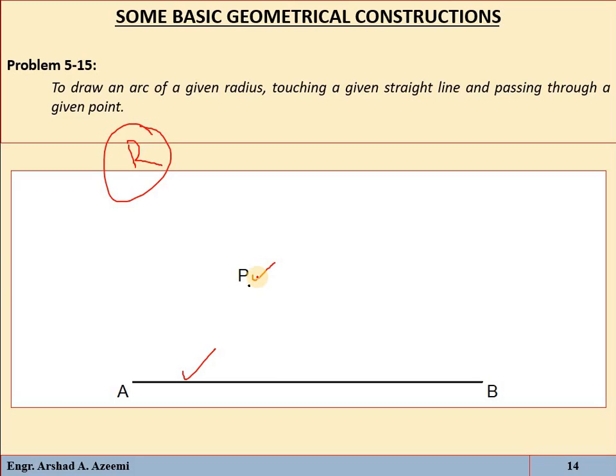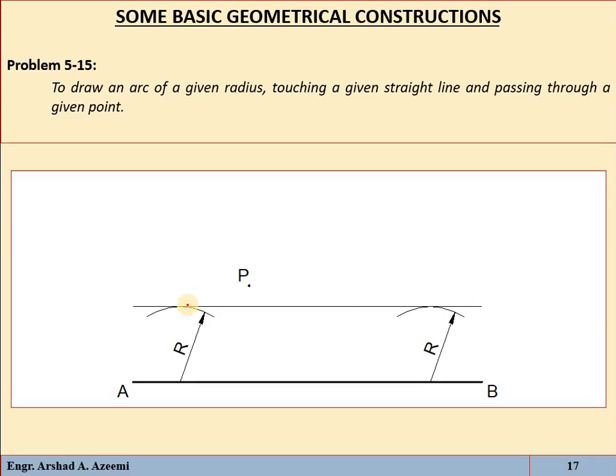So at distance R, draw a parallel line to AB. See, the line AB is given. Now at R distance, just draw a parallel line. Mark two arcs at R and join these two with each other, so that will be a parallel line to AB. Now with center P and radius equal to R, the given radius of the arc, mark here an arc, that is O.